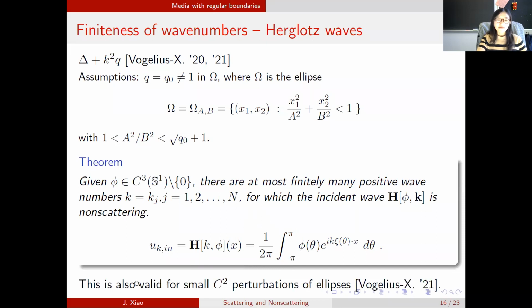This is also valid in the second paper for some C2 perturbations of ellipses, small ones. We assume some symmetric conditions and we assume the smallness of perturbations, and we also have the same results. As long as the perturbation doesn't degenerate into a disk, we have this being true. Okay.